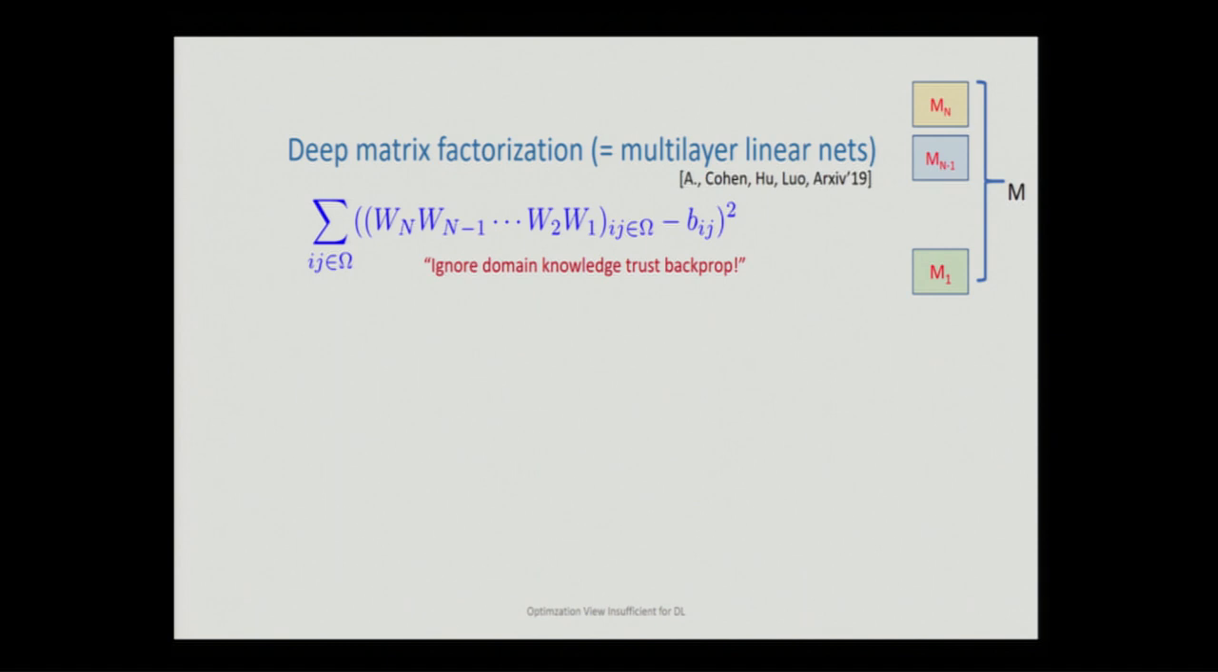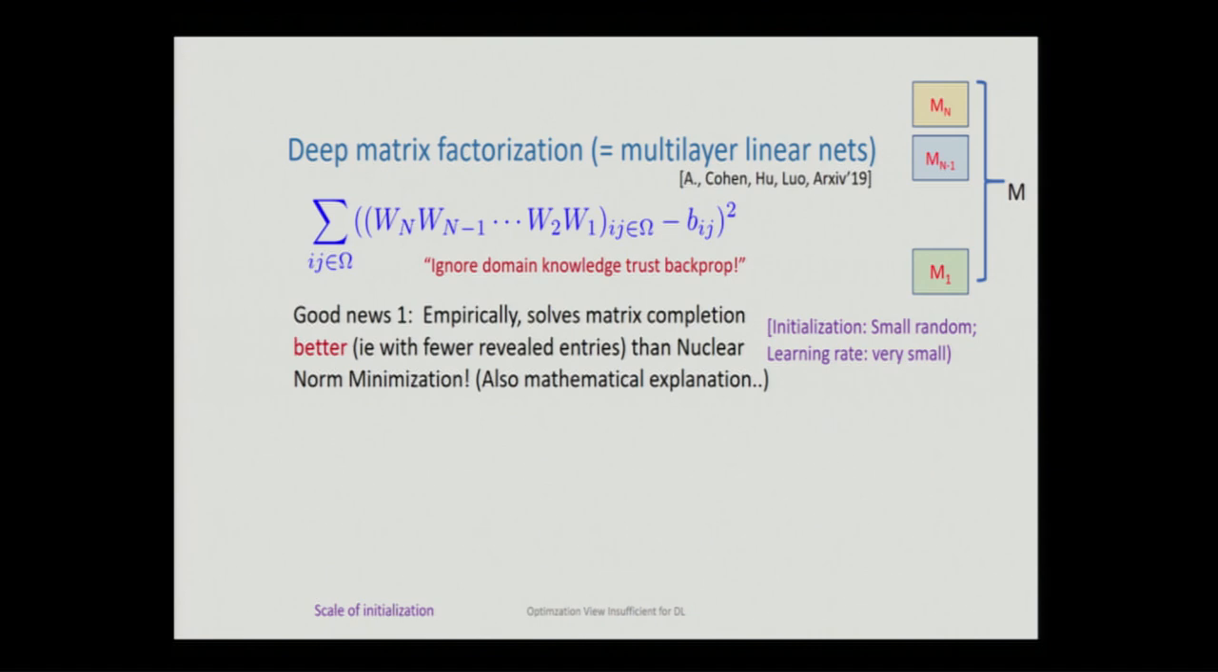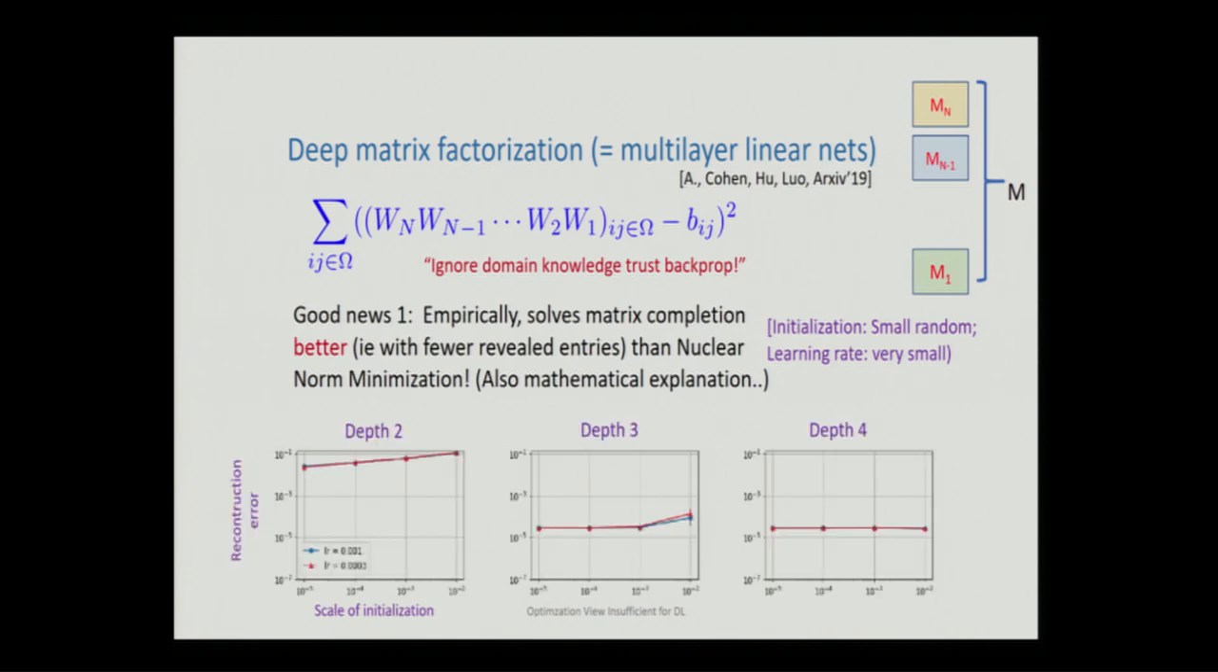So hence, what I say there, you're ignoring the domain knowledge that this matrix you're trying to find is low rank, and you're just trusting backprop, which is like the mantra of deep learning today. Forget about domain knowledge. And now, this empirically solves matrix completion better than nuclear norm minimization. So this is a simple deep learning model where the deep learning does better than the classic, supposedly optimal convex method.